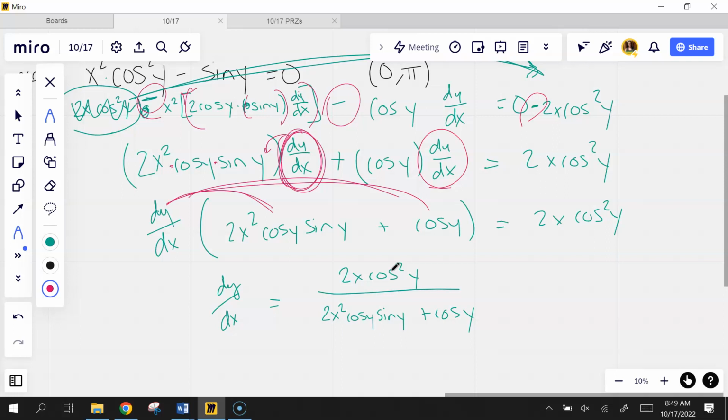So now that I have a nice, pretty dy dx equation, I can find my slope, and my point was 0, pi.